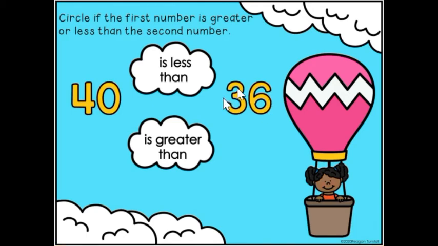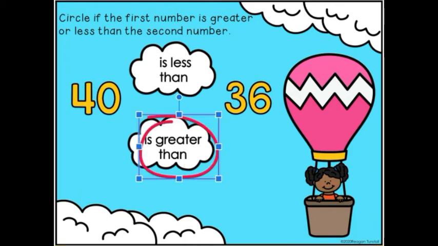So 36, and you can see in the 10 spot here that the 3 is smaller than the 4. So it is a smaller number. So 40 is bigger. We want to say 40 is greater than 36.